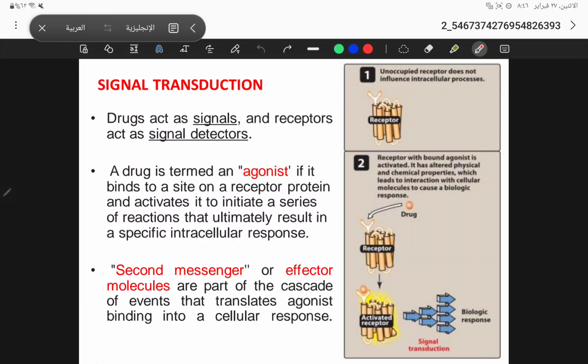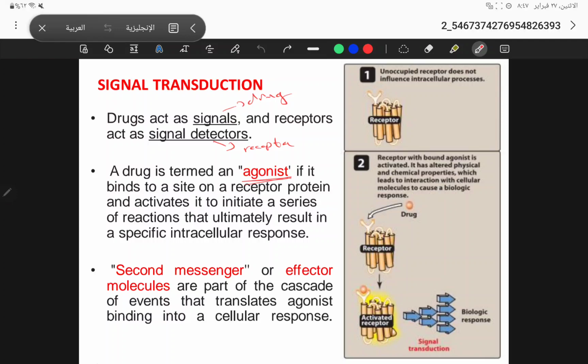Drugs act as signaling molecules, and the receptors are signal detectors. The signal is the drug and the receptor is the signal detector. The drug is termed here in pharmacology as an agonist. An agonist is a molecule that can bind to a receptor and give the action. This is what we call the agonist, or signaling molecule.